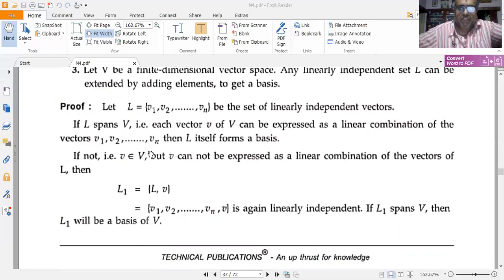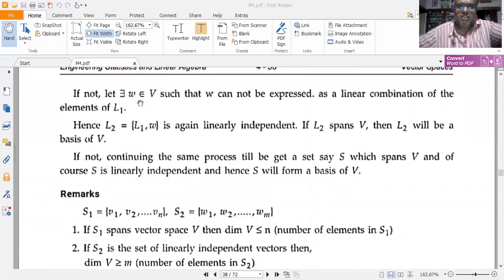So if L spans V, then each vector of V can be expressed as a linear combination of the vectors v1, v2, etc., up till vn. So L forms a basis itself. If L does not span V, then we have v belonging to V, but v cannot be expressed as a linear combination of the vectors of L. Then I write L1 equal to L comma v, which is v1, v2, etc., till vn comma v. This is again linearly independent. So if L1 spans V, then L1 will automatically become a basis of V.